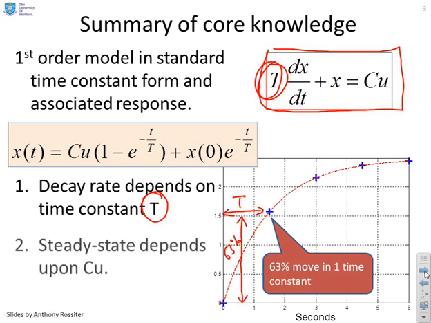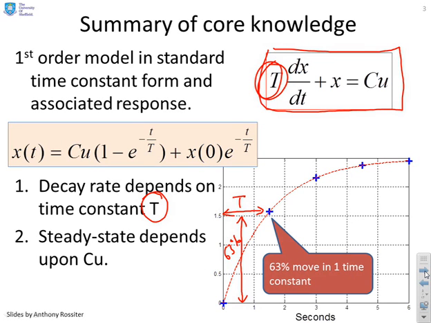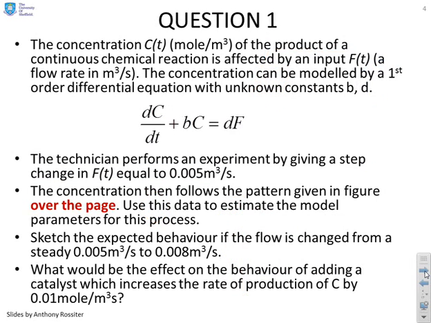Now, you also know that the steady state depends only on this term here, Cu. So there it is, the steady state is given by Cu. So there's the core knowledge, and we don't really need anything else for first order systems. Let's have a look at some questions then.